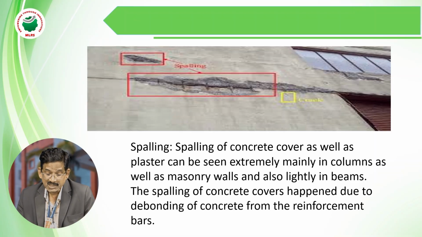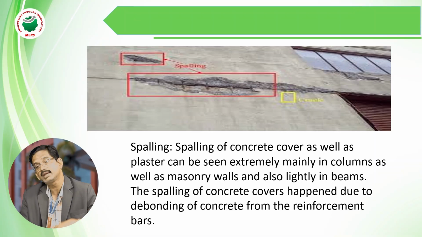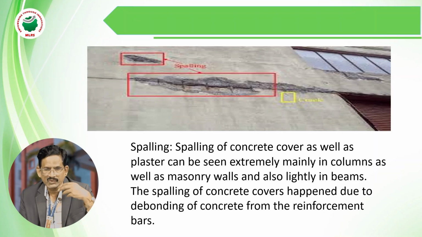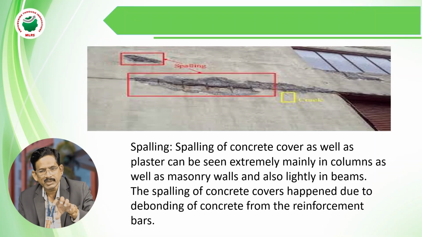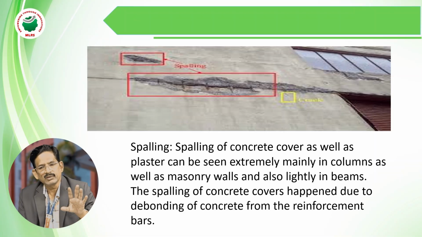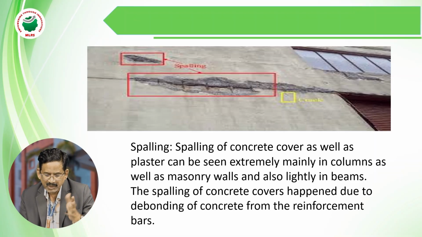Spalling, what is the spalling? Spalling of the concrete cover as well as the plaster can be seen mainly in columns, and in masonry walls, and lightly in beams. So what I observed in the present case of the Mangalore warehouse is that the spalling of the concrete occurred mainly in the brick walls. This is a brick wall only, this is not a shear wall. So the spalling of the concrete observed on the Mangalore site of the 5 warehouses is only on the brick walls, as well as mainly in the columns and lightly in beams only. So mainly in the walls only.